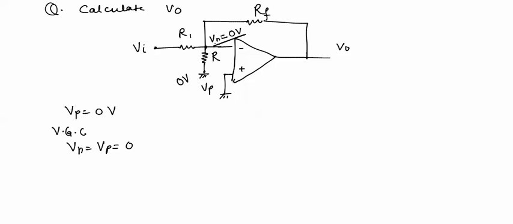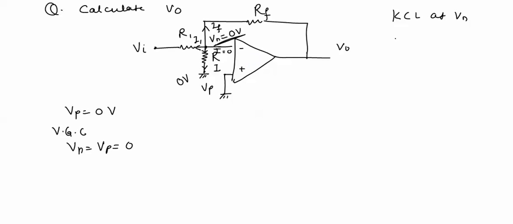Now as the potential on both the ends of this resistance are same, the current through it I will be equal to 0. Now we will start our analysis in the same way. We will apply KCL at this point. There will be one current I1 through this resistance, there will be one current IF through this, and there will be one current I through this resistance R.